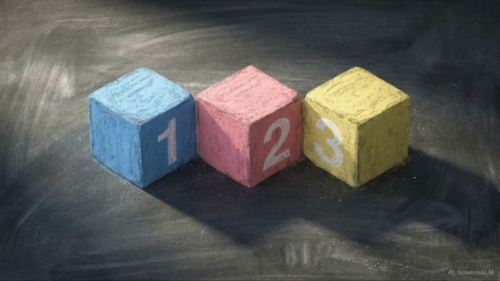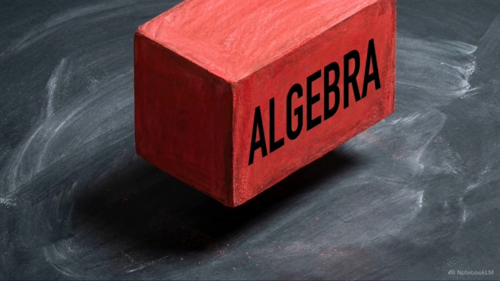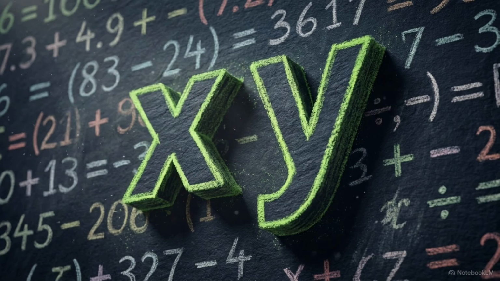Remember the exact moment math betrayed you? You spent years mastering the cozy, safe world of numbers. 2 plus 2 is 4. 5 times 5 is 25. And then, out of nowhere, they hit you with the alphabet. Suddenly, there's an X and a Y floating around in your homework like they own the place.